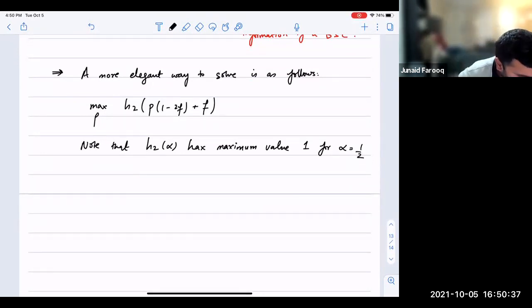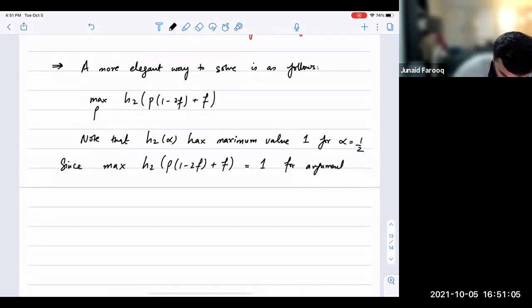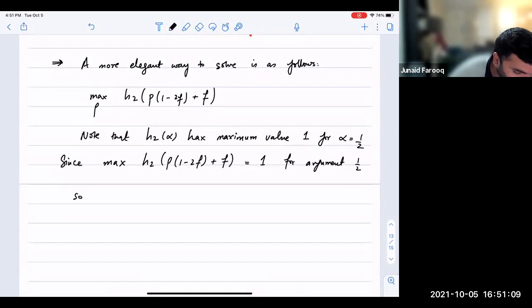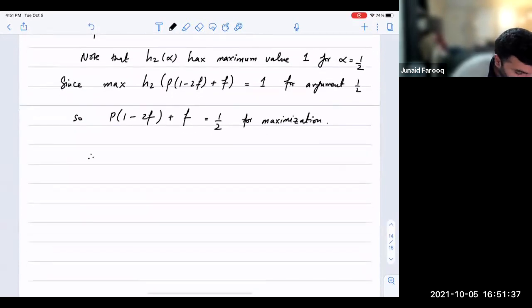So since the maximum of H2 of P times (1 minus 2F) plus F equals 1 for argument 1/2, P times (1 minus 2F) plus F equals 1/2 for maximization. Therefore P is (1/2 minus F) over (1 minus 2F), and it's going to be 1/2.